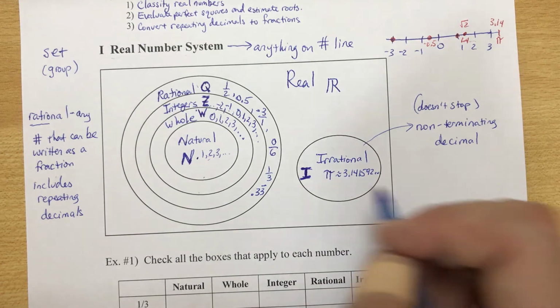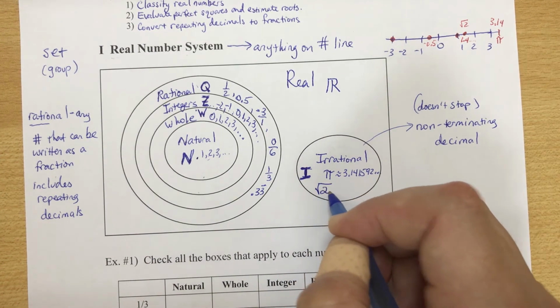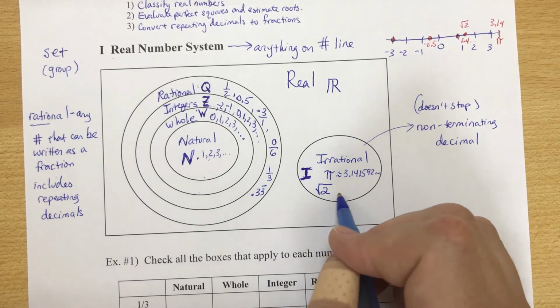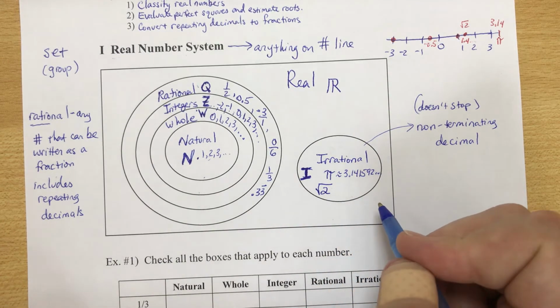Another example of irrational would be a square root that's not perfect. The square root of 2 is, again, going to be a decimal that goes on and on. So that's not going to work.